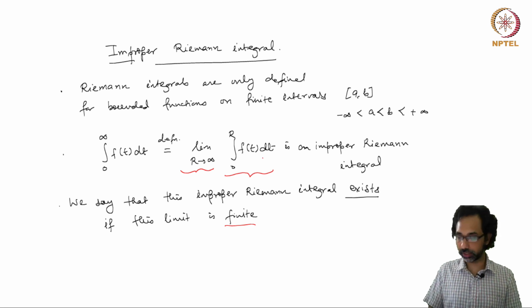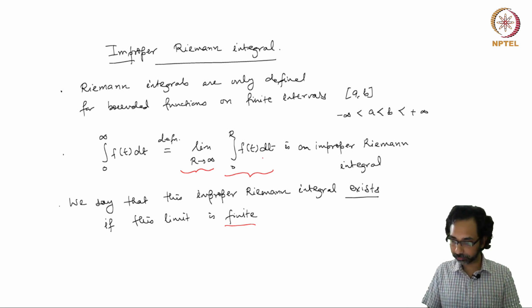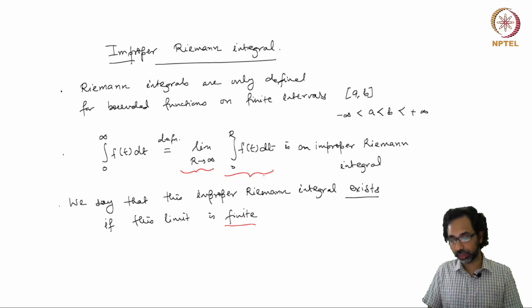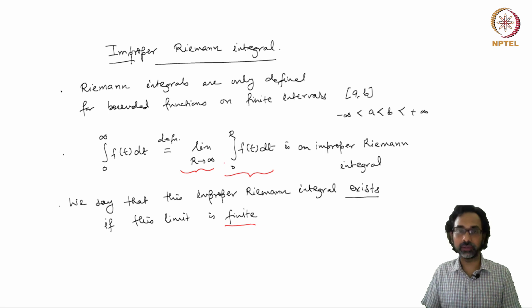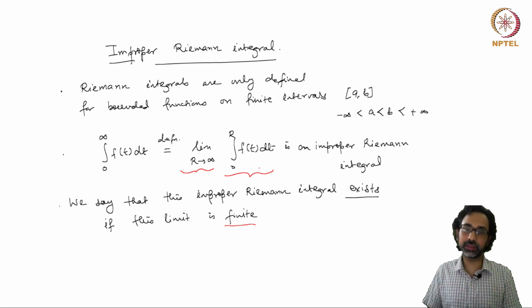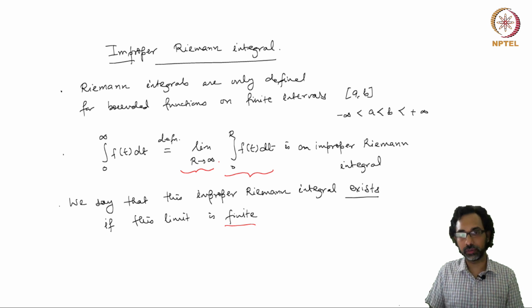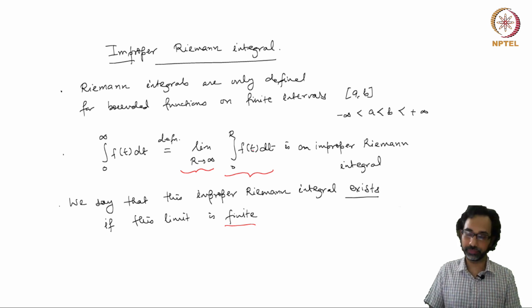So in the next lecture we will see some examples of improper Riemann integrals where this limit can fail to exist, and we will give some sufficient conditions on these functions f for this integral to exist, meaning that the limit should be finite. So we will see that in the next lecture.